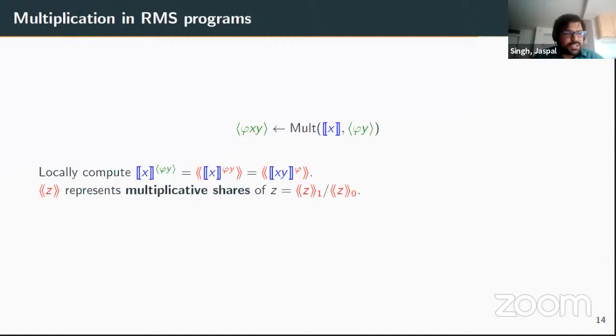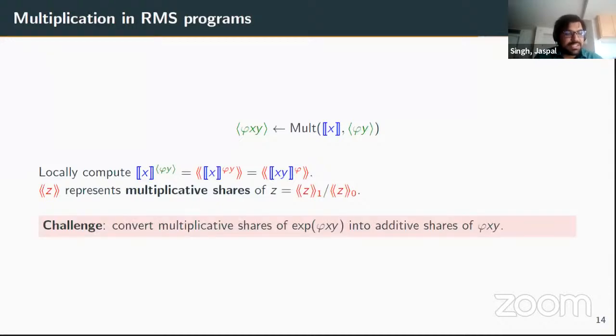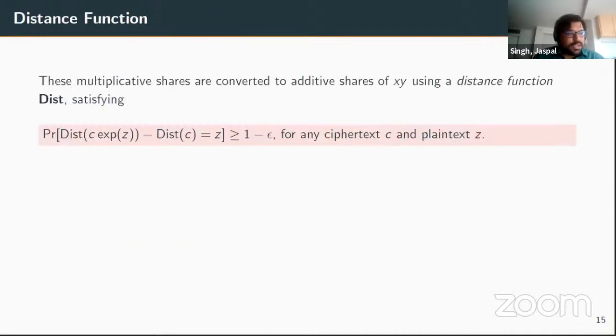Since the first step in the decryption algorithm involves exponentiating by the private key, which we have already performed here, the challenge is now to convert the multiplicative shares of the encryption of phi times XY into additive shares of phi XY. For this, we use something called the distance function. So if both parties evaluate this distance function on their multiplicative shares of the encryption of Z, then by definition of the distance function, they would output additive shares of Z with probability at least 1 minus epsilon.